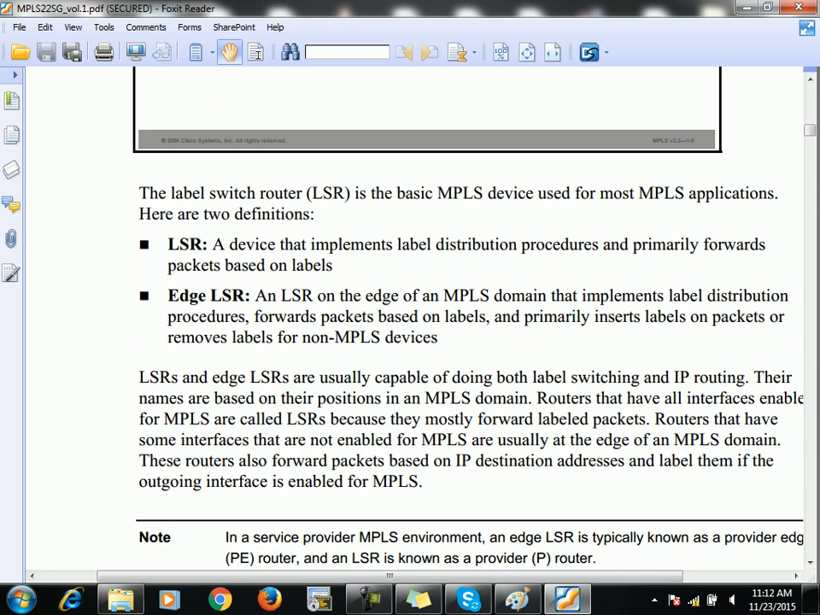So you can see, an LSR is a device that implements the label distribution procedure and primarily forwards packets based on labels only. An Edge LSR, on the edge of an MPLS domain, implements the label distribution procedure, forwards packets based on labels, and primarily inserts labels on packets or removes labels for non-MPLS devices. So it can insert a label as well as remove a label, depending on the flow of the packets. If packets are coming into the MPLS domain, it will insert labels. If packets are going out from the MPLS domain towards the non-MPLS domain, it will be responsible for removing labels. So this is the difference between LSR and Edge LSR.